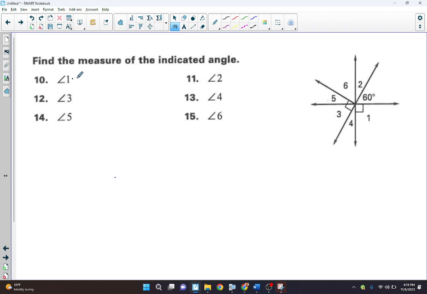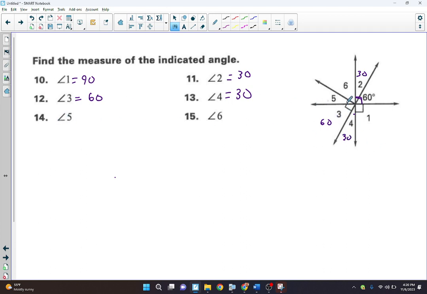I'm just going to do these. Number 1 is 90. Number 2: if this is 90, this must also be 90. So this must be 30. Number 3: vertical. This is vertical to this one, so this is 60. Number 4: if this is 60, this must be 90. So this is 60. This is 30. Oh, it's also vertical to 2. If this is 30, this is 30.